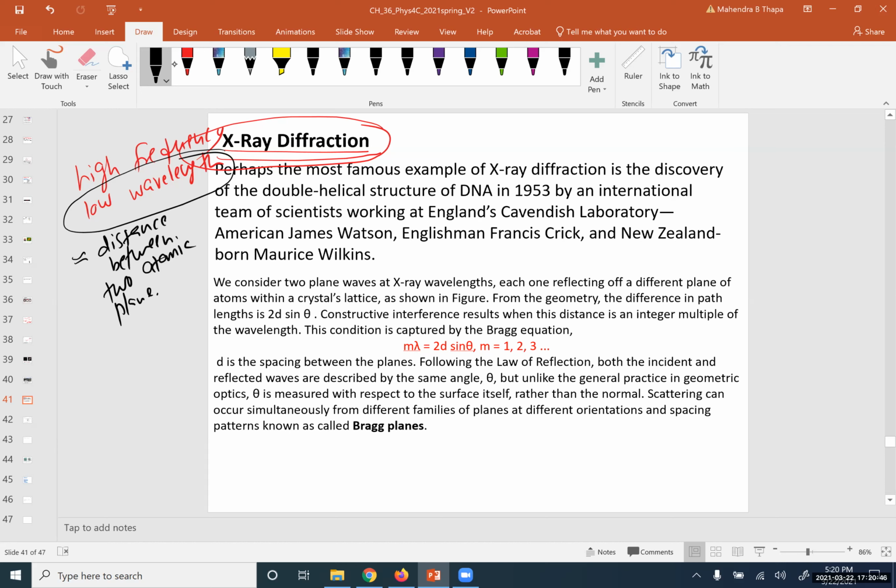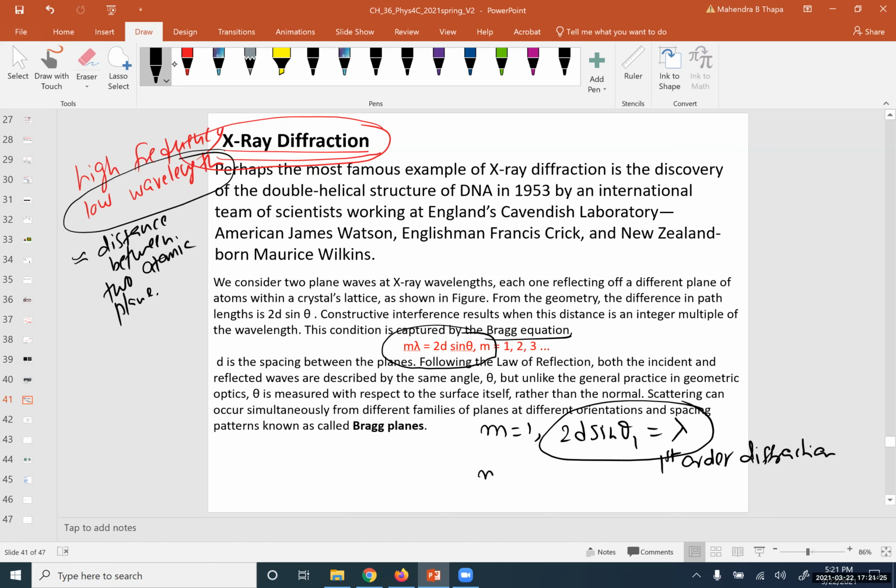In this diffraction, we are using Bragg's law. The Bragg's law equation tells you that 2d sine theta equals m times lambda, where m is equal to 1, or m could be 2, or m could be 3. If we use m equal to 1, then we get 2d sine theta equals lambda. So this is the condition for first order diffraction.